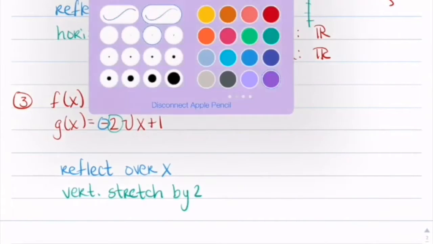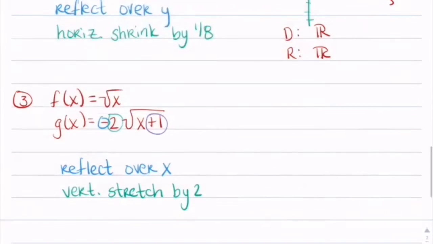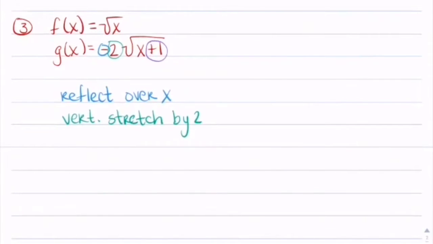Finally, followed by a positive 1 on the inside. So it's inside the radical with x, which means it's affecting horizontal. So horizontal translation, left. Because it's positive, it's going to the left by 1.